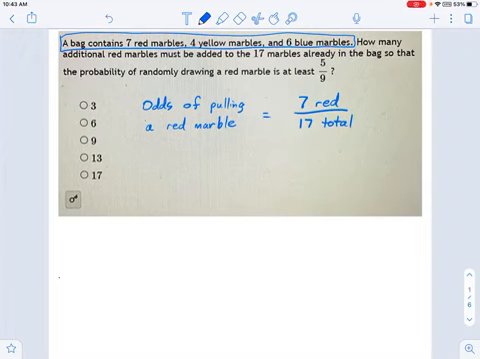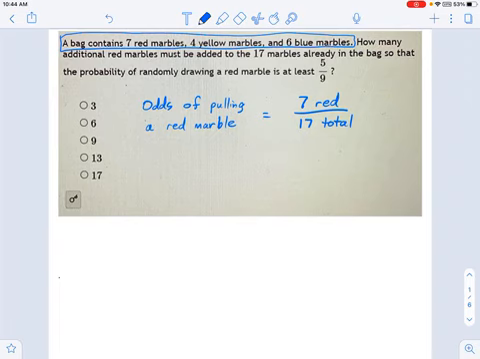We have here a basic, very popular style of probability question. You've got a bag with a bunch of marbles in it, and it wants to know what are the odds of drawing a red marble out of this bag. Well, in its basic form, you just say how many red marbles are there? There's 7. How many total marbles are there? There's 17. So the odds of pulling a red is just 7 out of 17.